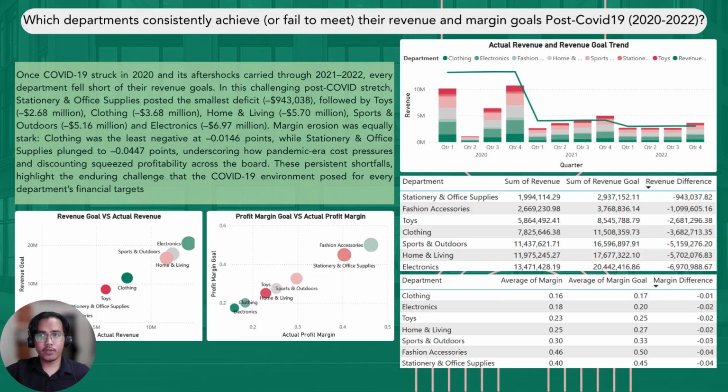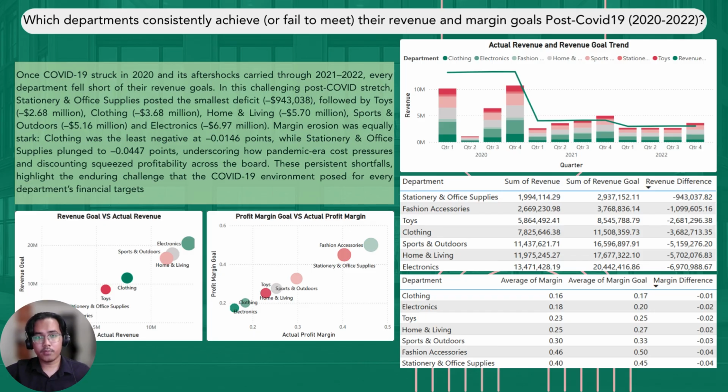In terms of revenue, even the number one department, that is stationery and office supplies, is short of their goals by 0.9 million. Next, fashion accessories, 1 million. Toys, 2.6 million. Clothing, 3.6 million. Sports and outdoors, 5.2 million. Home and living, 5.7 million. And lastly, electronics, short by a whopping 6.9 million. During this time, all of them did not achieve their revenue goals.